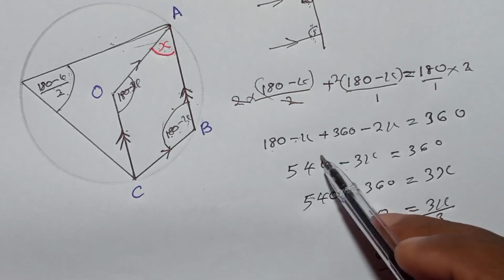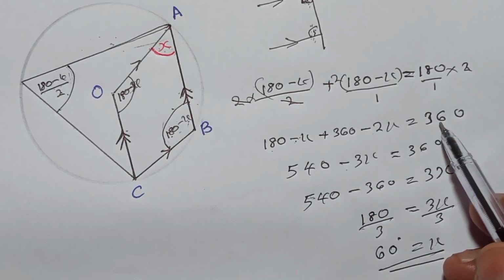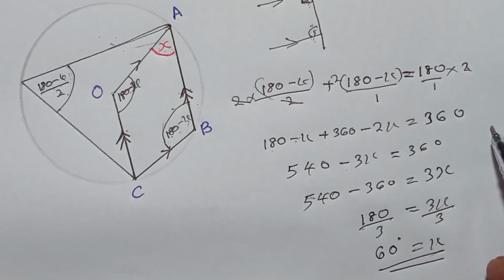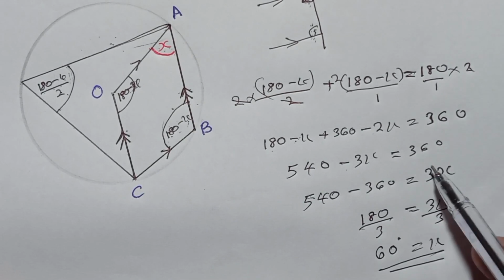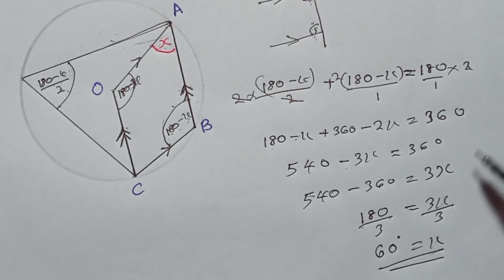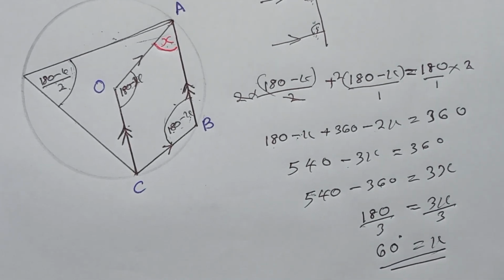You can do the calculations some other way also: you can move 360 to this side and minus x minus 2x to the other side. Someone can do it that way also, but this is the method I feel is easy to understand, that's why I did it this way, right? Anyway, x is equal to 60 degrees.